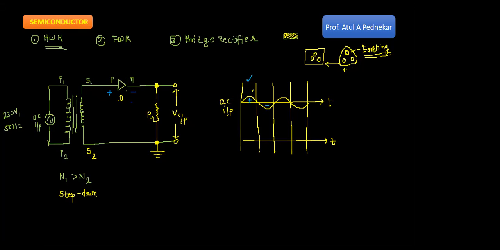Now tell me, if P is positive and N is negative, then the diode is forward bias or reverse bias? Students, P positive and N negative, then the diode is forward bias or reverse bias? Forward. So in forward bias we get a good current or a bad current?